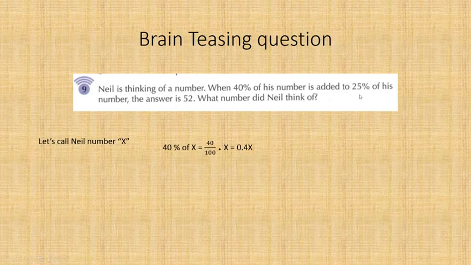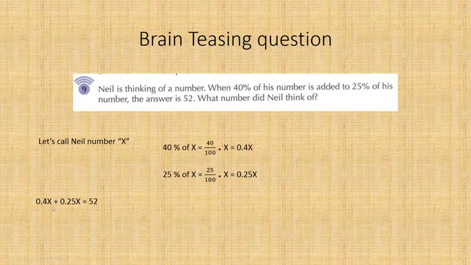And after that, I need to get 25% of this number. So 25% of x means 25 over 100 times x, which equals 0.25x. So I just changed this percentage into decimal, and if you don't remember how to do it, just watch previous videos. So I move the decimal point 2 steps to the left, 1, 2. So it's going to be 0.25x. And after that, he told me that if you add these two numbers together, the answer is going to be 52. So I'm going to add them: 0.4x plus 0.25x equals 52.